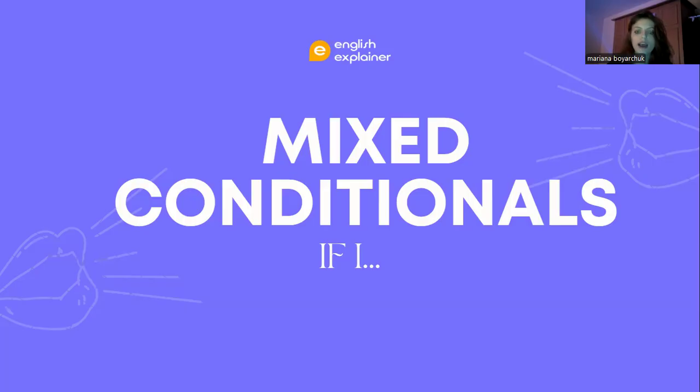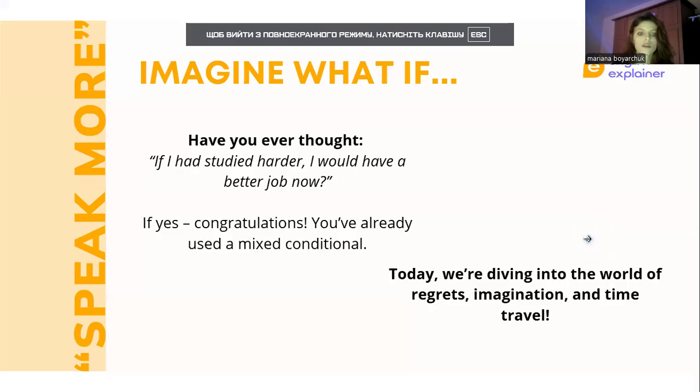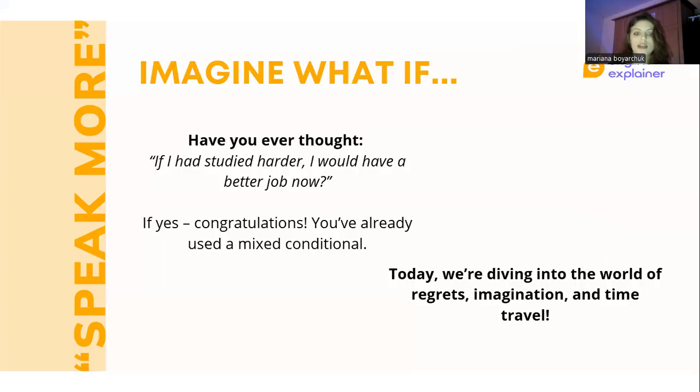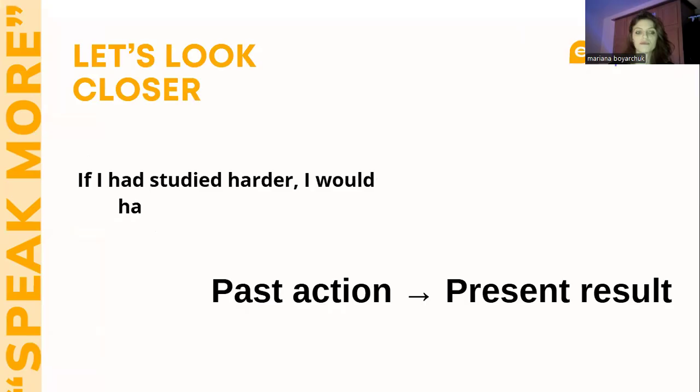Have you ever thought, if I had studied harder, I would have a better job now? If yes, congratulations, you already used a mixed conditional. And today we're diving into the world of regrets, imagination, and time travel. So, if I had studied harder, I would have a better job now. What is it? If I had studied harder, it's a past action. I would have a better job now, present result of that past action.